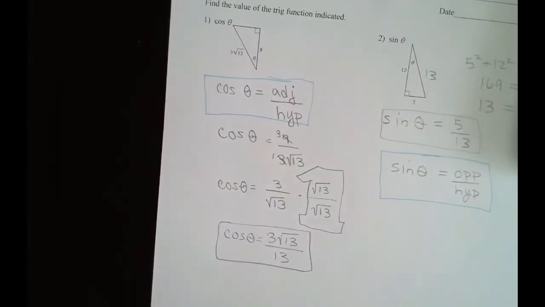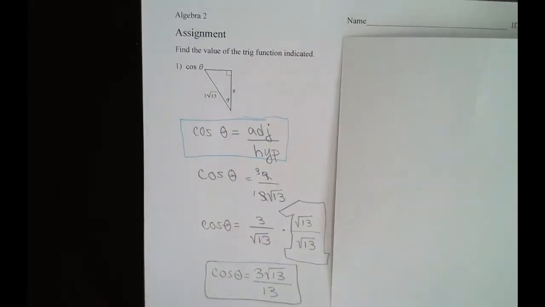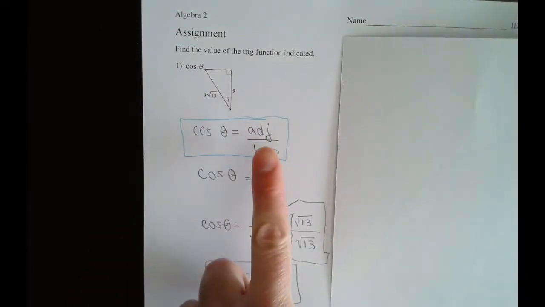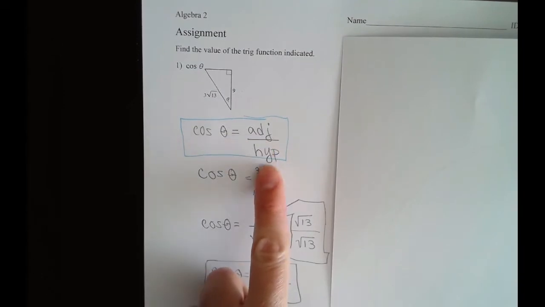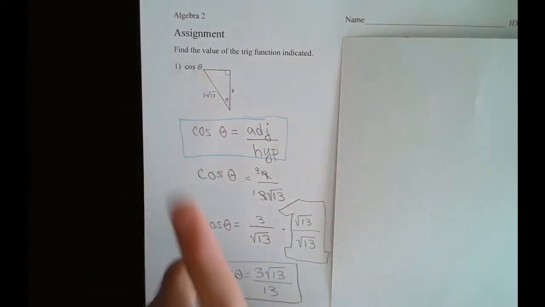Before we start the actual lesson, I wanted to review finding sine and cosine ratios because that skill will be super important. Remember, cosine is equal to the adjacent side of the triangle divided by the hypotenuse. Make sure you start at the angle indicated.